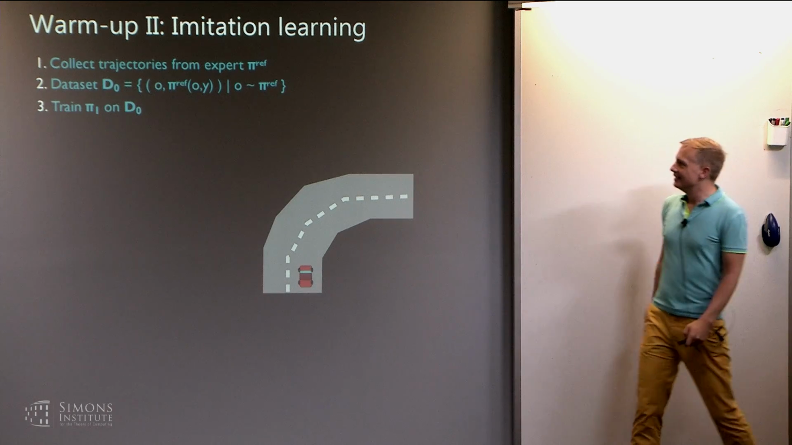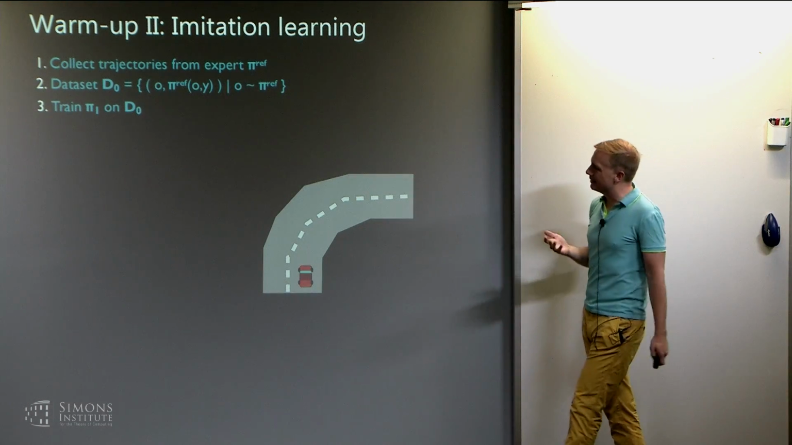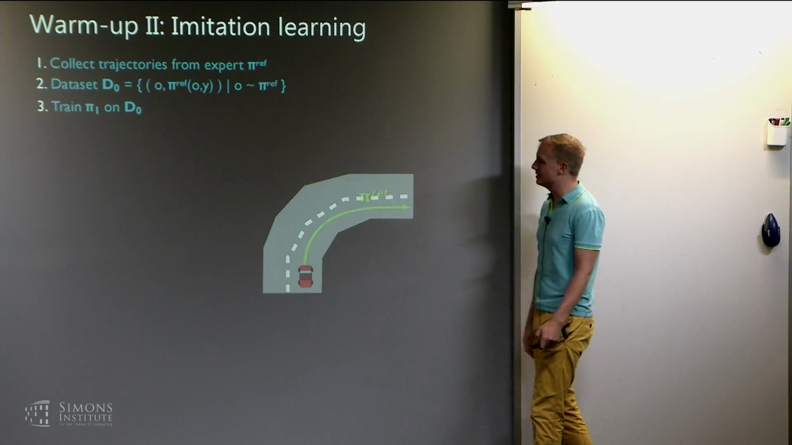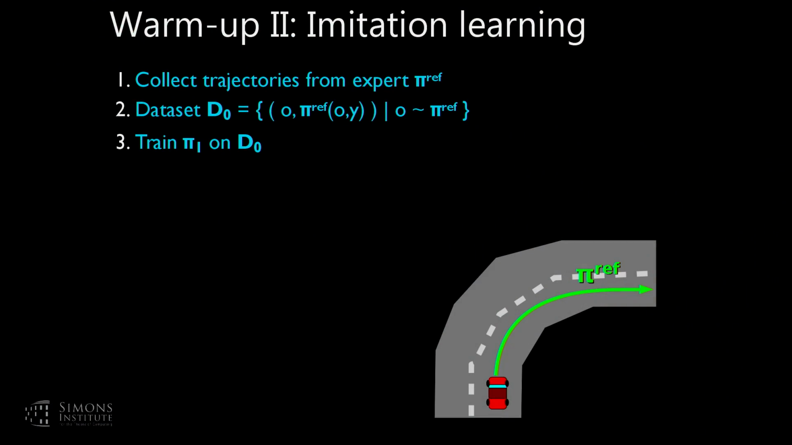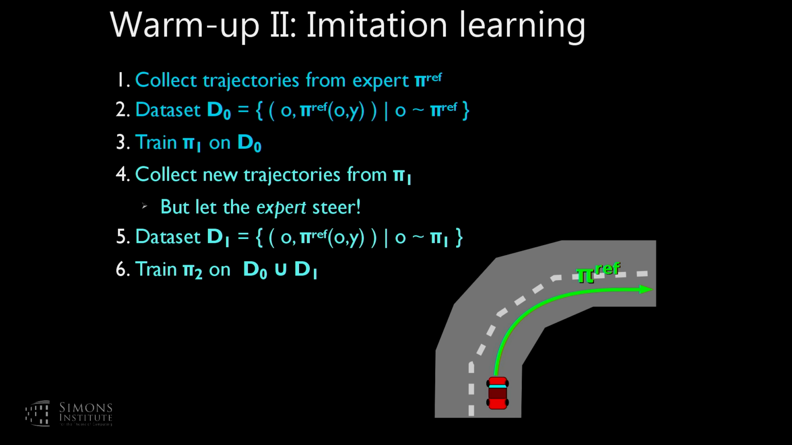Okay, so how are we going to try to get around this? So we're going to try to learn to recover from errors. So we're going to start off the same way. We let the expert drive the car. We collect a data set exactly the same way we did before. We train a policy, which I'll now call Pi1, on this data set. And now we're going to let Pi1 drive the car, right?